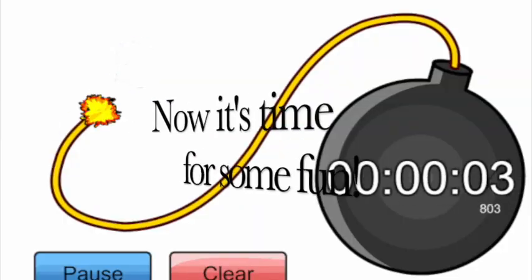Newton's second law of motion says that the acceleration of an object is dependent upon two variables, the net force acting upon the object and the mass of the object.